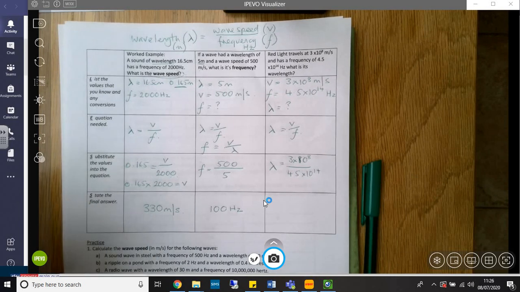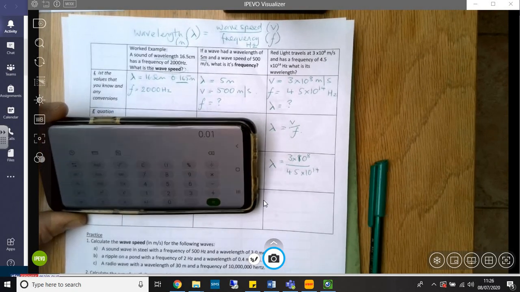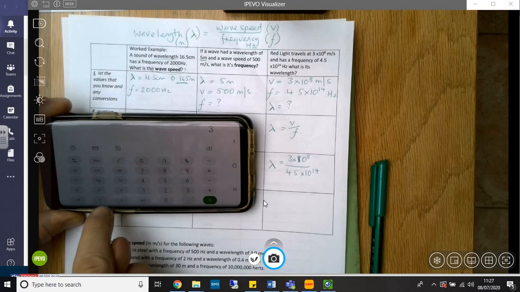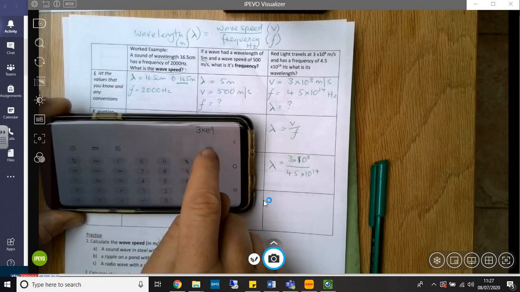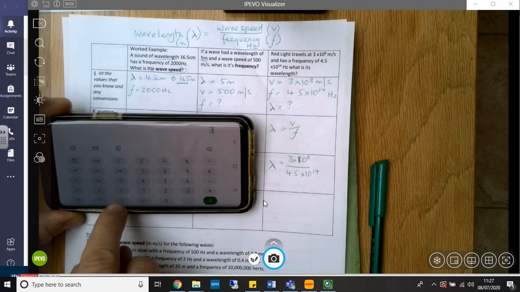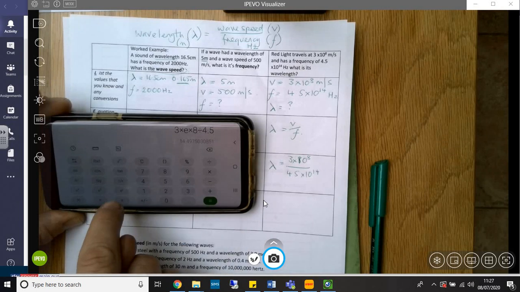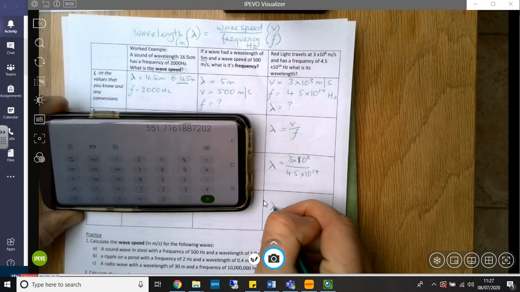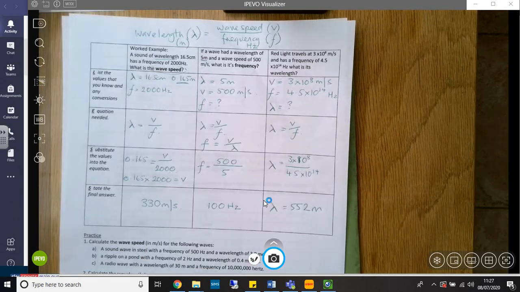Now, this is where you need your scientific calculator, because your normal calculator won't really cut it. So I'm just going to show you how to do this. Hopefully you can see my screen. We're going to type in 3 times 10 to the 8. So let's try it again: 3 times 10 to the 8, divided by 4.5 times 10 to the 14. And we should obtain a wavelength of about 6.67 times 10 to the minus 7 meters. Hopefully that's nice and clear for you.